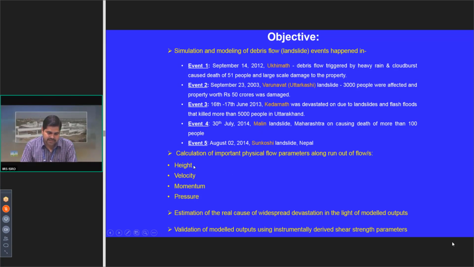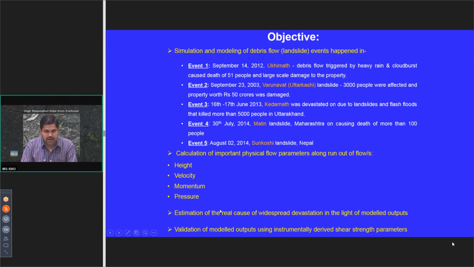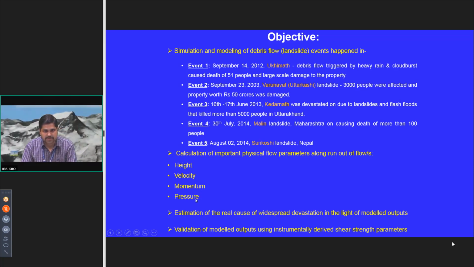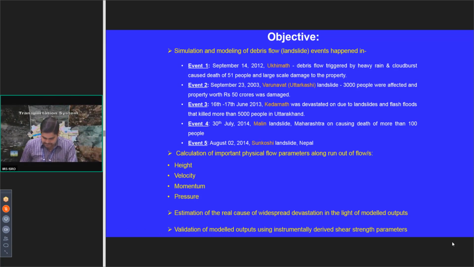What exactly does it give us? It gives the height, velocity, momentum, and pressure, these 4 physical parameters along a slope. Then the estimation of the real cause of widespread devastation. And it doesn't stop here. We have provided height, velocity, momentum, and pressure, but you can also validate your results. Whatever result is coming here can be validated instrumentally in labs.